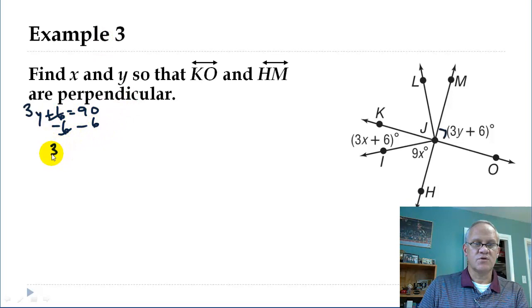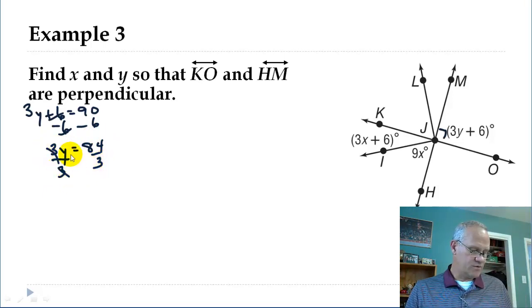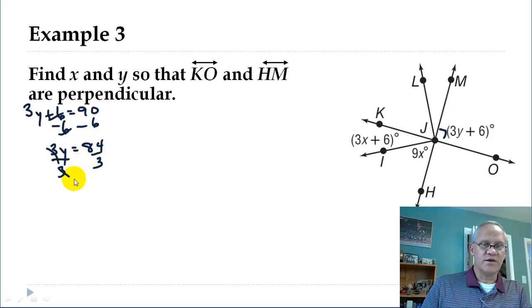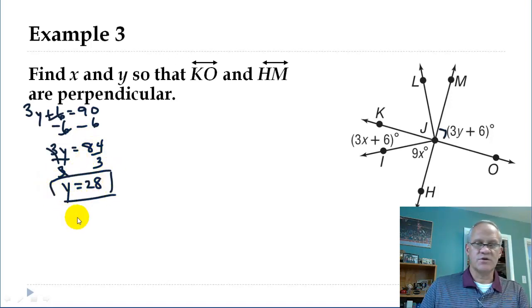Minus 6. 3y equals 84, and divide by 3. And then 84 divided by 3 gives me 28. So looks like y is 28. All right, there's our y.